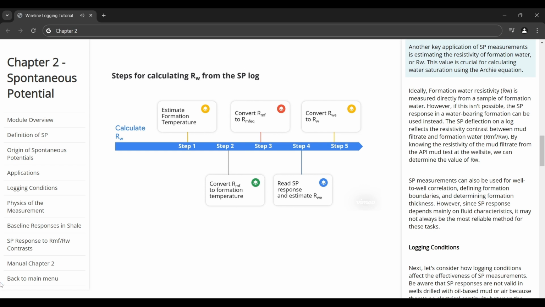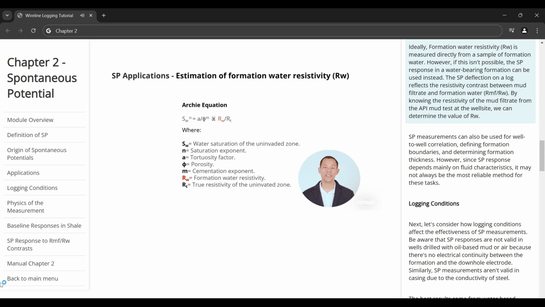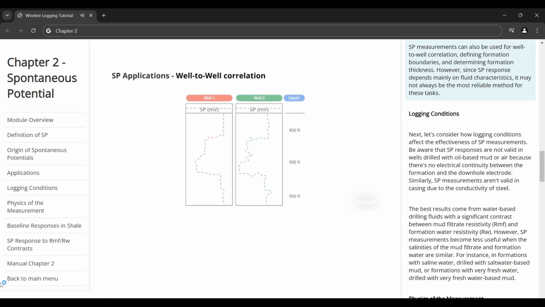This value is crucial for calculating water saturation using the Archie equation. Ideally, formation water resistivity is measured directly from a sample of formation water. However, if it's not possible, the SP responses in a water-bearing formation can be used instead. The SP deflection on the log reflects the resistivity contrast between mud filtrate and formation water. By knowing the resistivity of the mud filtrate from the API mud test at the well site, we can determine the value of RW. SP measurements can also be used for well-to-well correlation, defining formation boundaries and determining formation thickness.